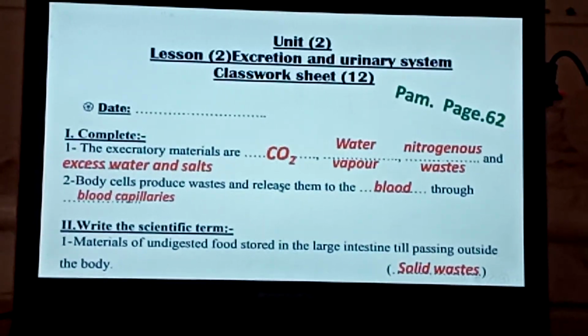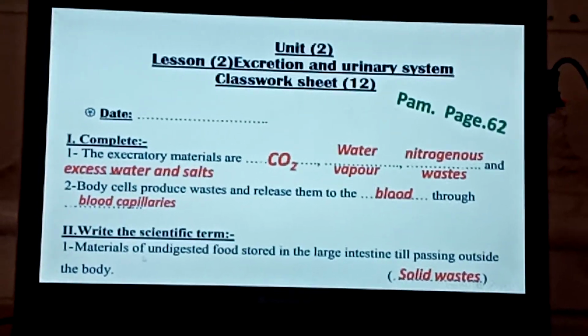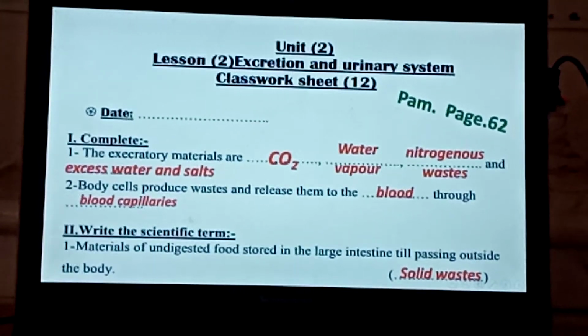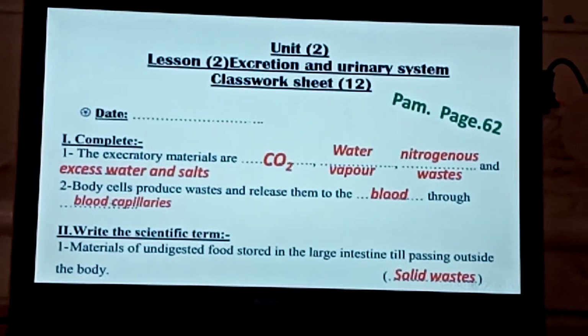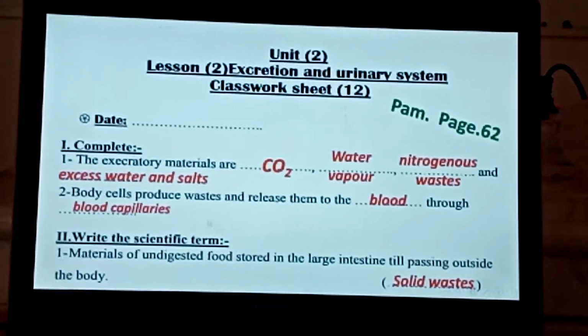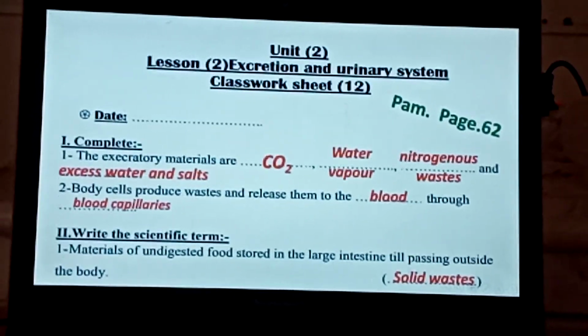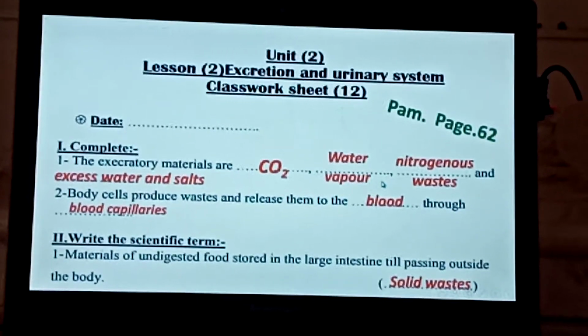Write the scientific term. Number 1, materials of undigested food. So, they are undigested food stored in the large intestine till passing outside the body. These are the solid wastes. So we have here keywords: undigested food, which are stored in the large intestine. So these are solid wastes.